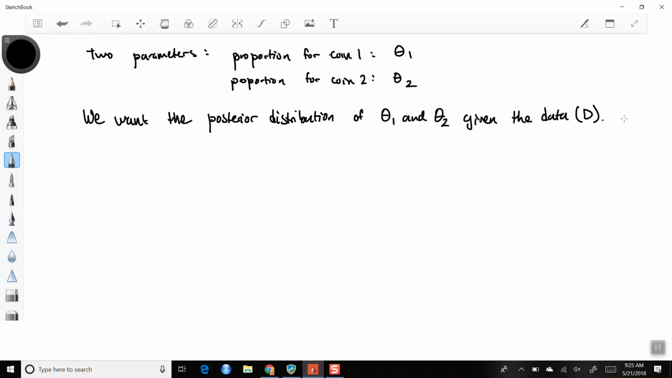Our posterior distribution is a joint distribution. Now, in this example, our joint distribution is just a product of univariate distributions, but that is not always the case. So we're going to write it as if it were a joint distribution. So our joint posterior distribution of theta 1 and theta 2 given the data. So what we want is going to be the distribution of theta 1 comma theta 2 given our data.